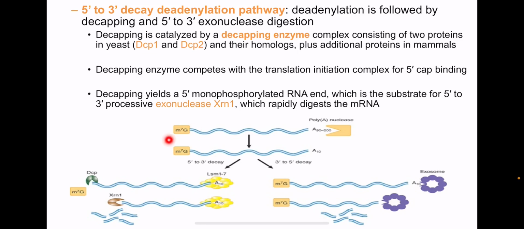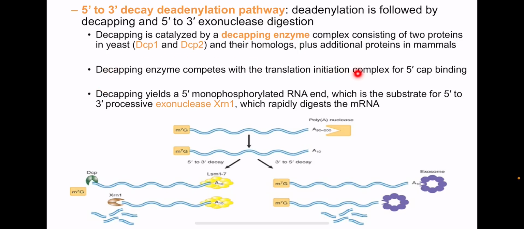Actually, the decapping enzyme competes with an initiation complex for the 5' cap. Before, we've not actually talked about this, but before translation begins, there's something we call the translation initiation complex, and that recognizes the mRNA by binding to the cap. So in this case, the decapping enzyme competes with the translation initiation complex.